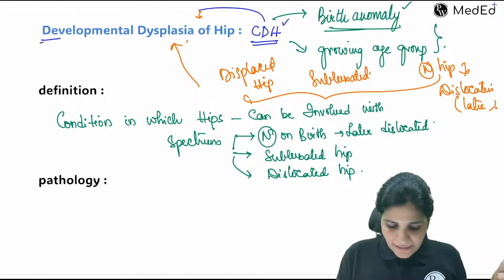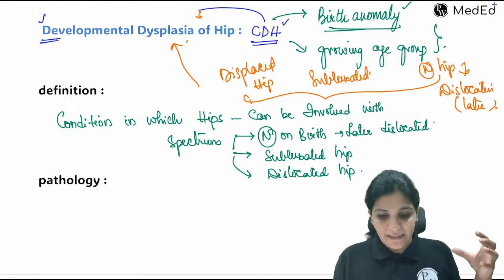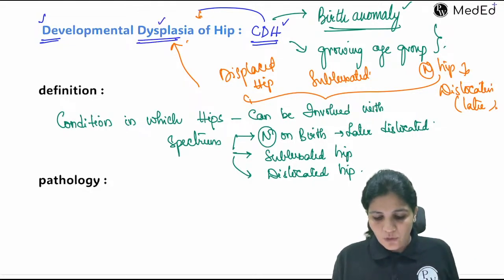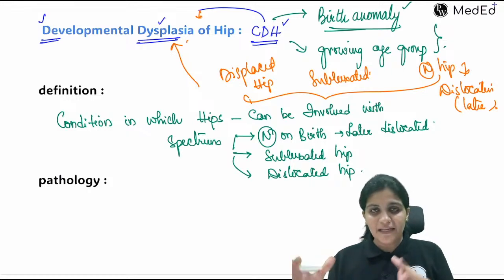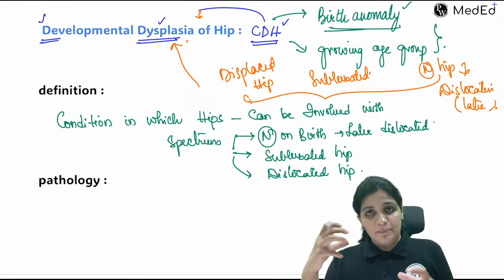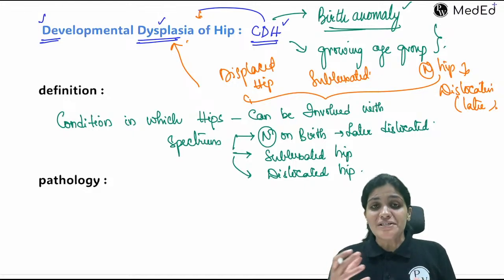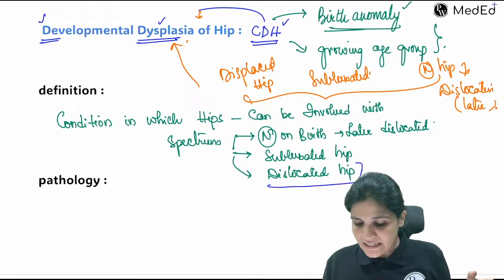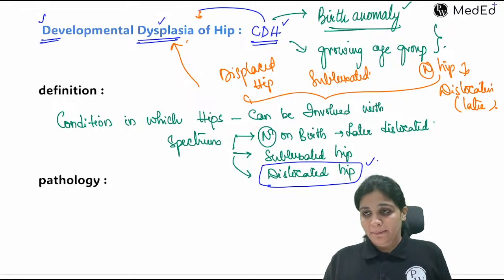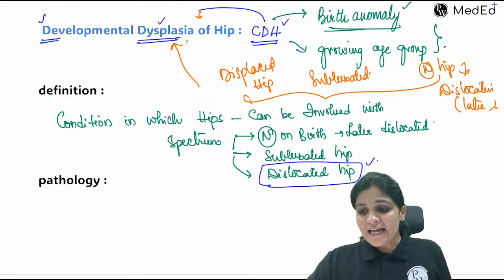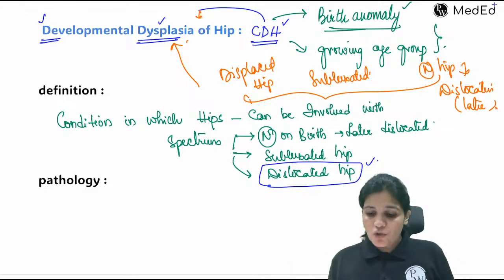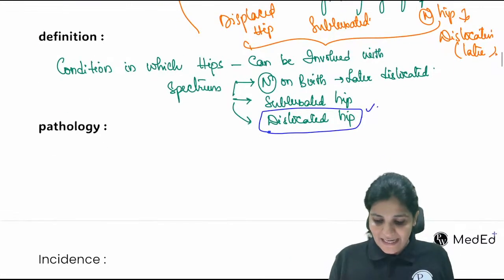So developmental, there is a problem in the development of the baby's hips, and this might lead to a condition called dysplasia. That means some abnormality in the acetabulum, or some abnormality in the femoral head, which may lead to a dislocation of the hip. So what we are more concerned about is the baby's hips getting dislocated, right? So what is the pathology there? Why is it actually happening?